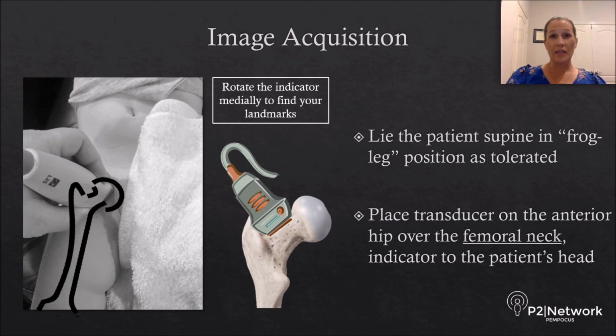In order to obtain the best images, lie the patient supine with the hips in slight abduction, external rotation, and flexion as tolerated, also known as the frog leg position. Expose the hip with a sheet or towel for patient comfort.